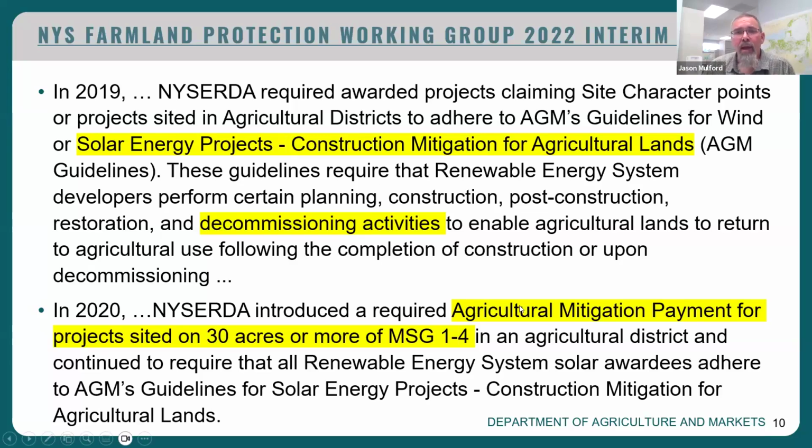there was an option for an ag mitigation payment. It's a calculation, a fee mitigation that we collect in a fund, and that's only when there's more than 30 acres of mineral soil groups 1 through 4. That's translated to be the best productive ground that New York has.